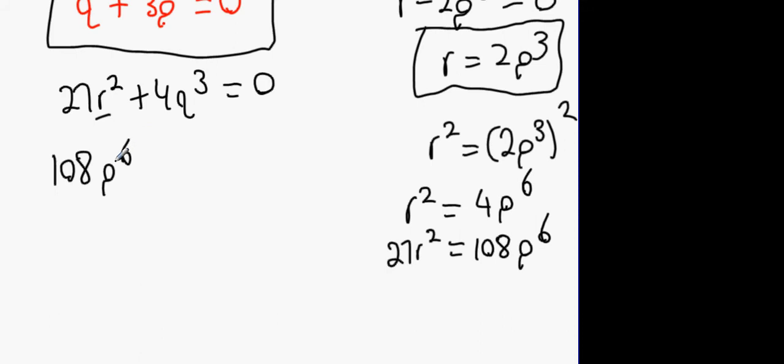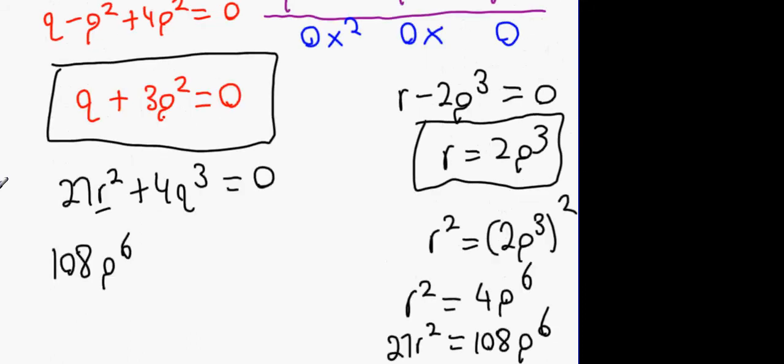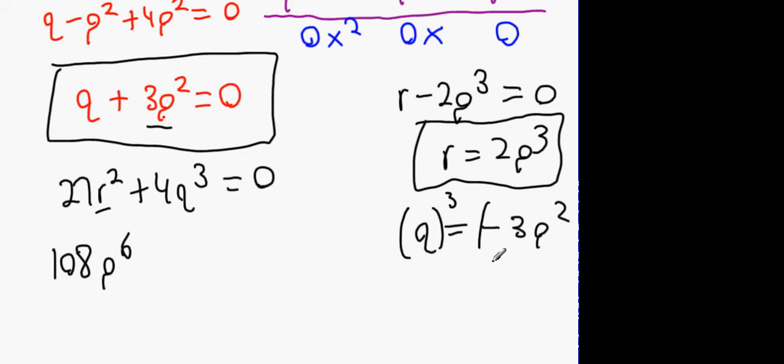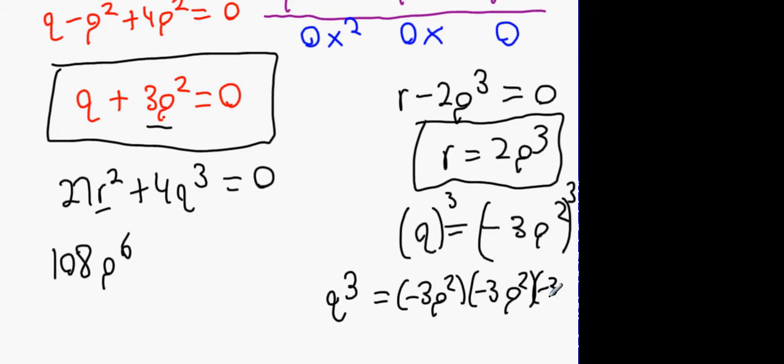Now, what I could try now is I might try to convert my q's back into p's. So if they take away and equal 0, we know that 27r squared plus 4q cubed equals 0. So I'm going to write down that q equals minus 3p squared. I'm going to get q cubed starting off. So what's q cubed? Cube both sides. Now this means that q cubed equals minus 3p squared multiplied by minus 3p squared multiplied by minus 3p squared.